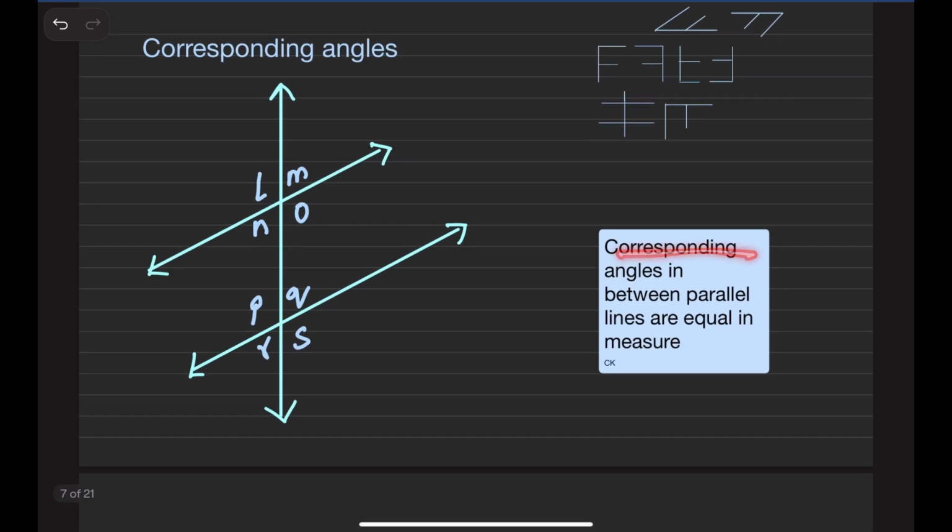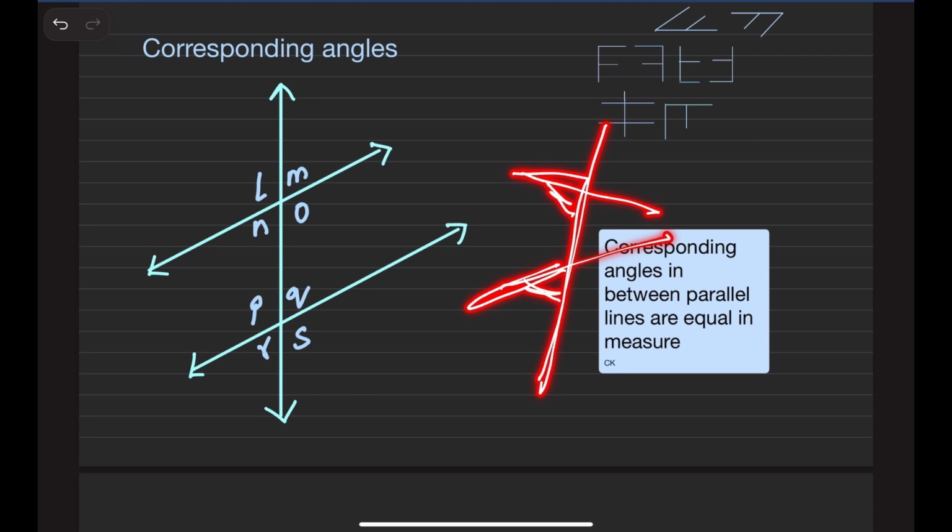So again, corresponding angles between the parallel lines. Why do I always say in between parallel lines, guys? Because if the lines are like this, okay, now I'll say, okay, this is forming an F, yes. This is corresponding to this, yes, but they are not equal.